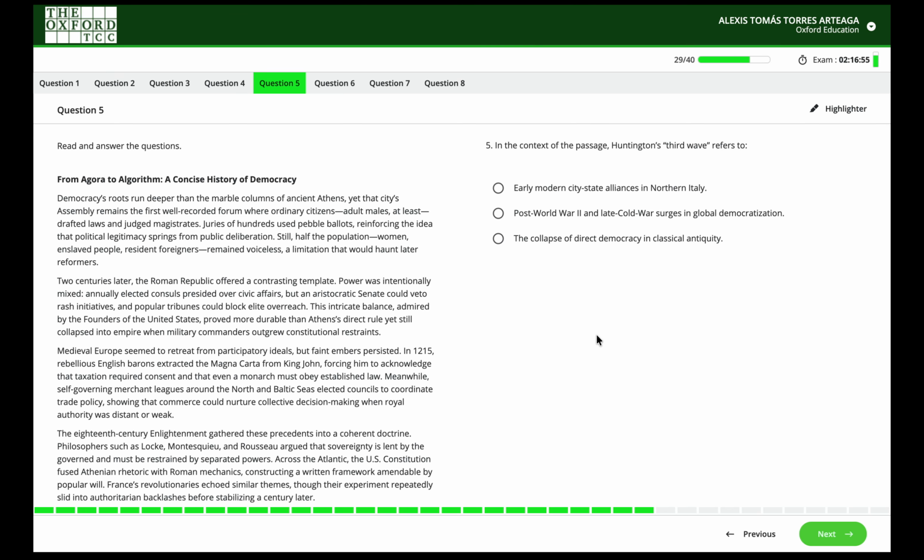In the context of the passage, Huntington's third wave refers to early modern city-state alliances in northern Italy, post-World War II and Cold War surges in global democratization, or the collapse of direct democracy in classical antiquity.